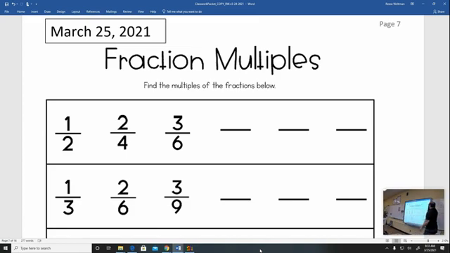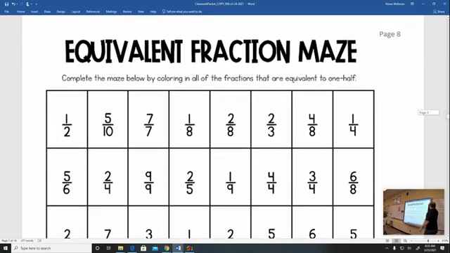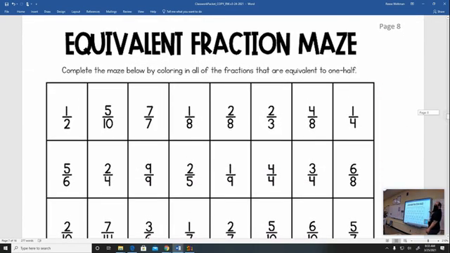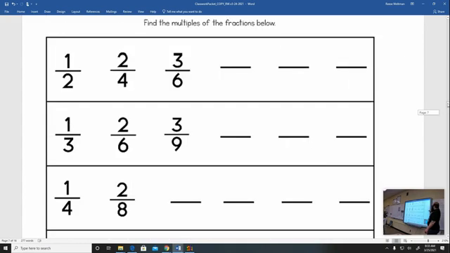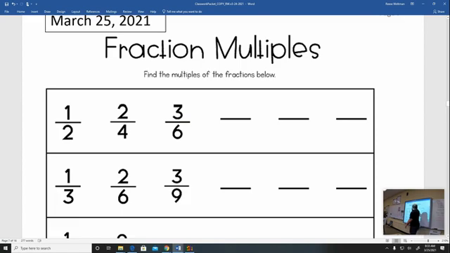So, for today, we're looking at fraction multiples because these go with the equivalent fractions. Remember? So we're going to do this worksheet, and then we're going to do an equivalent fraction maze. Okay? I think this one's pretty self-explanatory, but remember, read the instructions. It says, find the multiples of the fractions below. So we're going to keep going, all right?